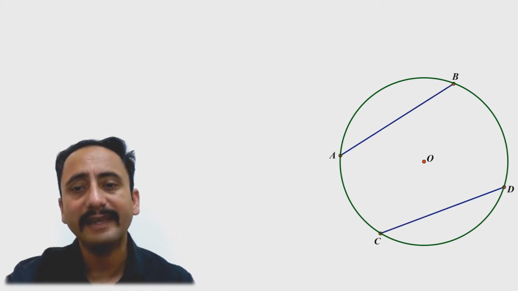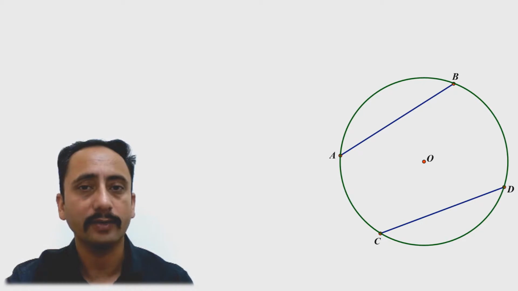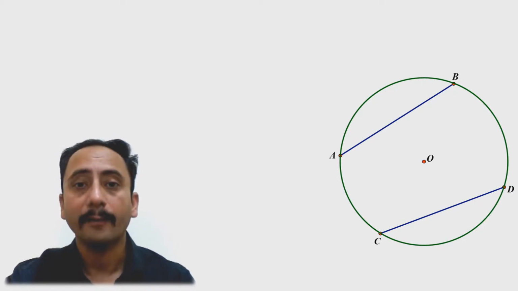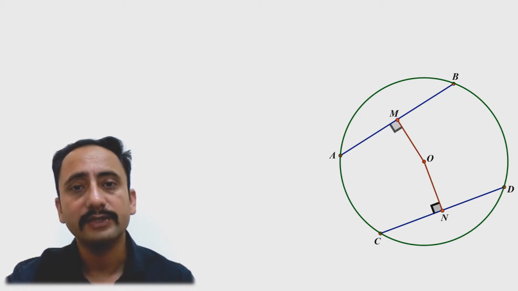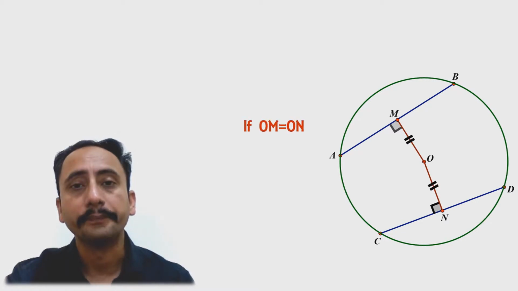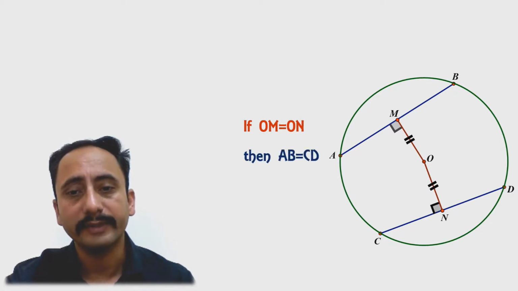The converse of the previous theorem is very much true. Let's see how. Again, we have a circle with center O in which AB and CD are two chords. Now I do not know whether these chords are equal or not, but it's given that these two chords are equidistant from the center, that is, OM and ON drawn perpendicular to the chords are equal. In that case, the chords AB and CD have to be equal.